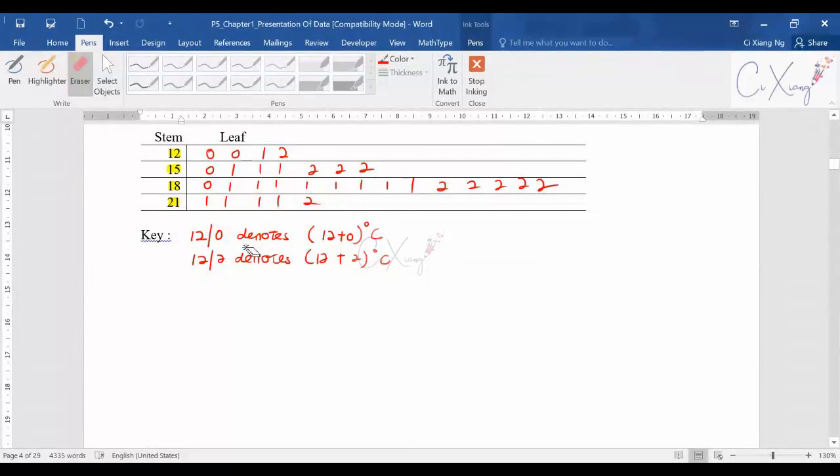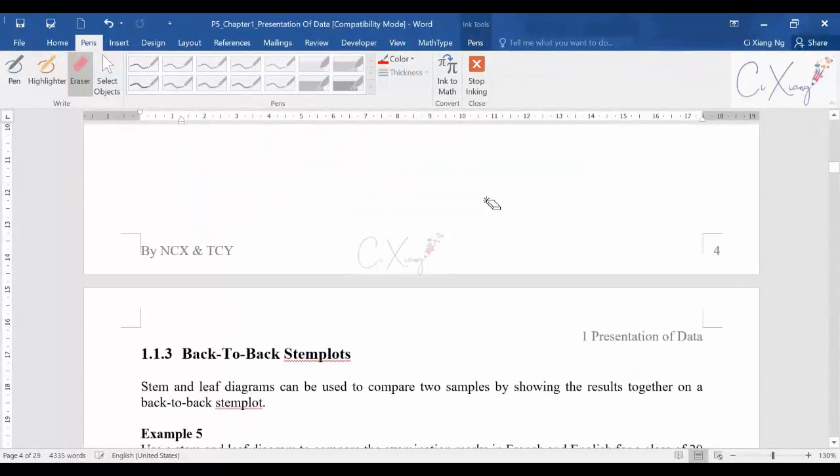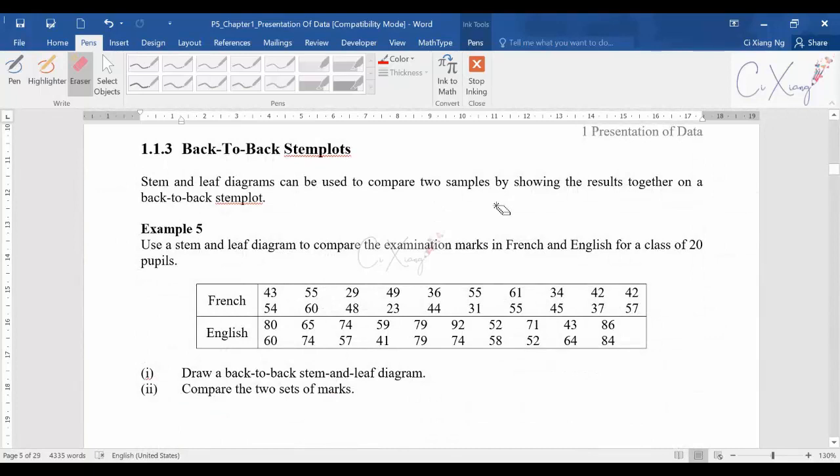Last example for today, for this video. Back-to-back stem plot. You already know how to draw a simple type of stem plot. Now we are going to continue with a special case, the back-to-back stem plot. Sometimes they are having two sets of data or two samples. If you want to compare these two sets of data, you can use the back-to-back stem plot. The idea is more or less the same as what you learned just now, just that you draw two stem plots at the same table.